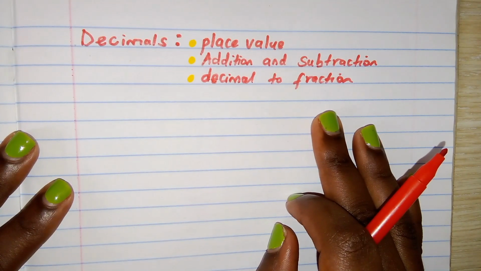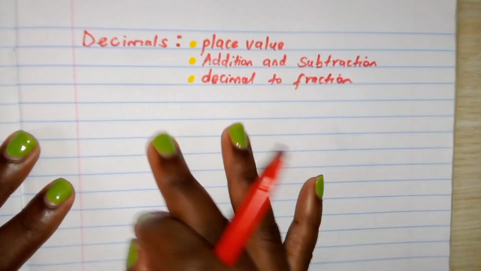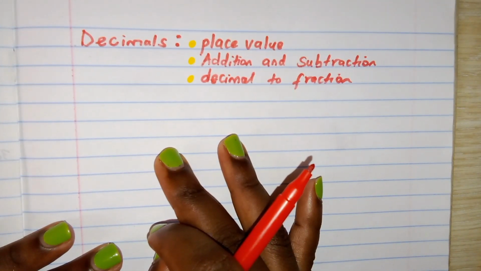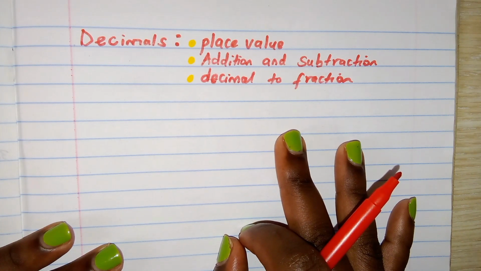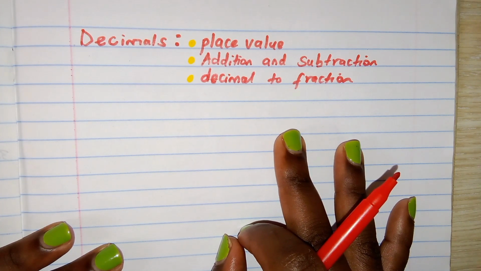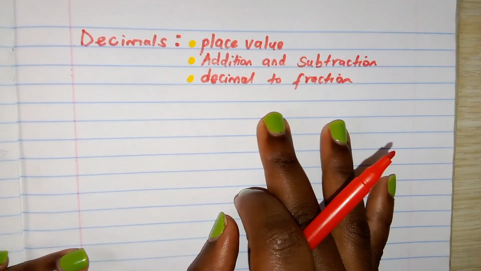Decimals have many applications. For those doing CBC, decimals can be used in agriculture when measuring a piece of land. You can use decimals in physical education to record the time during sports. These are the three things we'll look at.